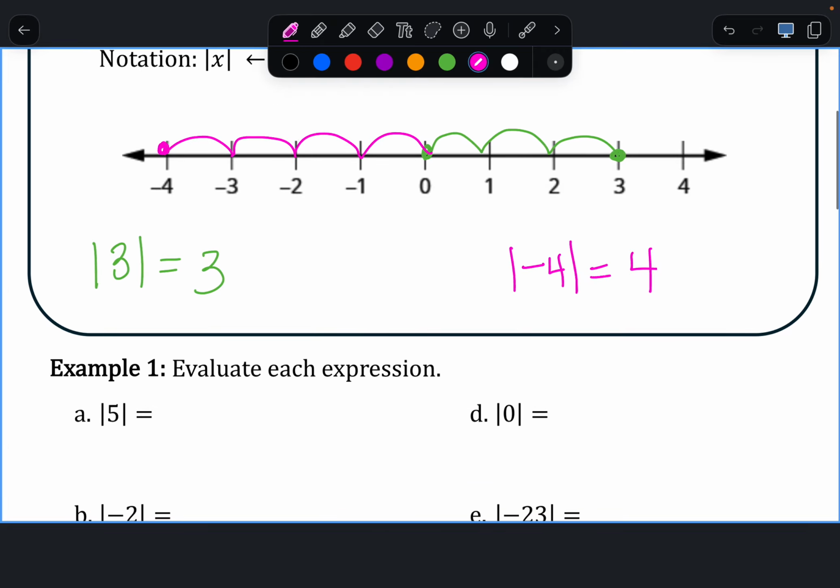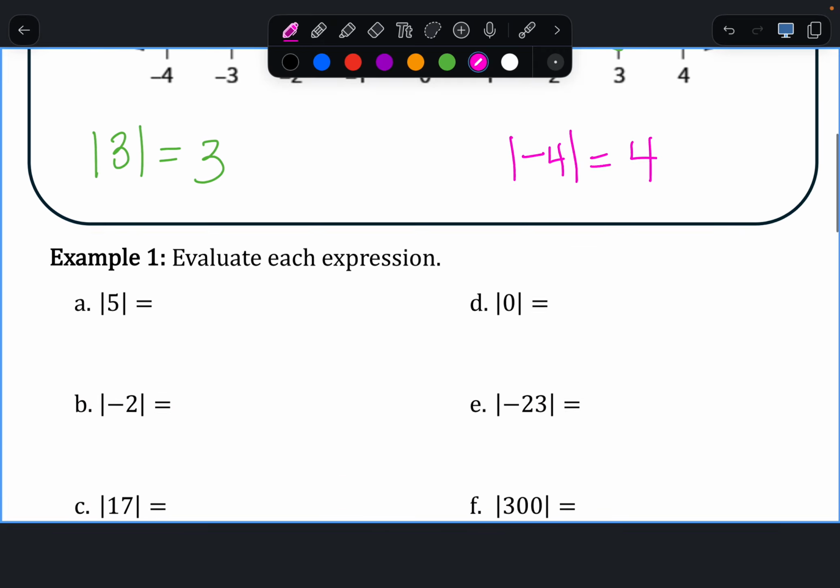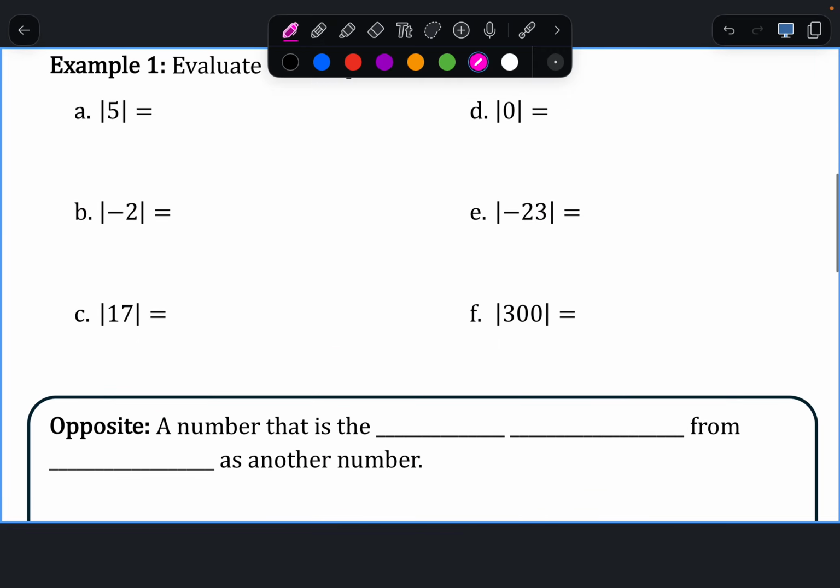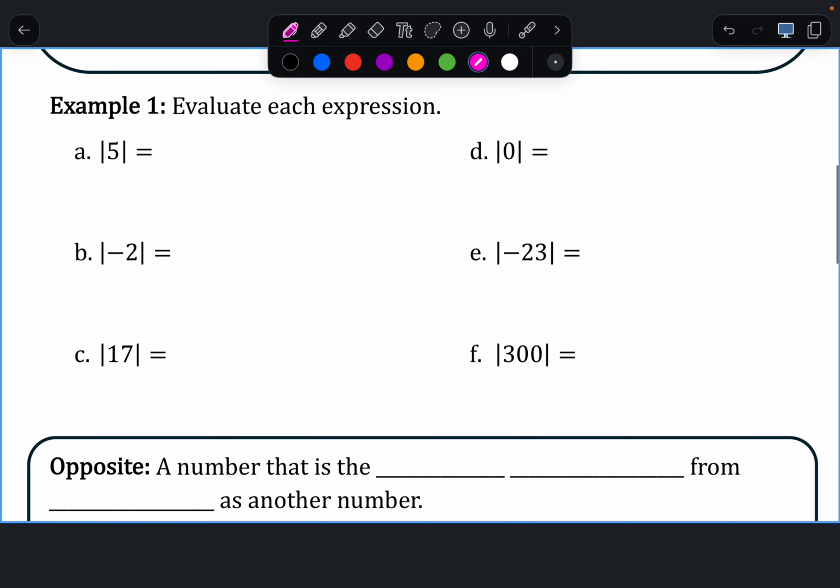So here are some questions that I need you to be able to answer. What's the absolute value of 5? Small potatoes, right? What about the absolute value of -2? 2. What about the absolute value of 17? 17. Okay, how about you fill in the rest? D, E, F.